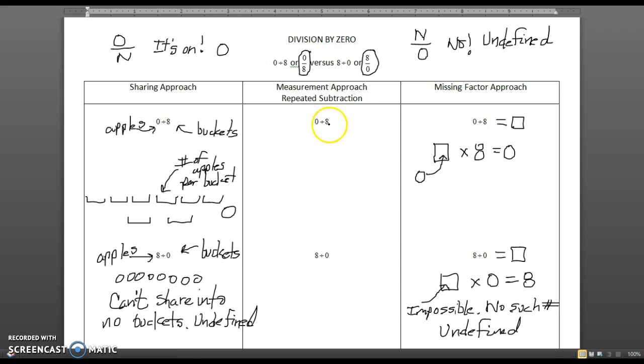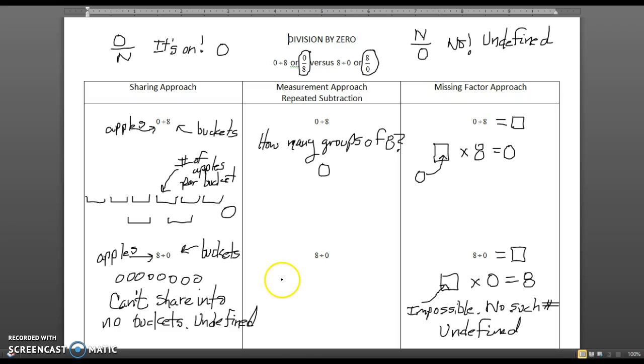All right, so one more time here. So we're going to do measurement approach, repeated subtraction. So I'm going to look at it as, hey, I've got 0 objects. I'm making groups of 8. So how many groups of 8 can I make? And there is an answer to this question. I have 0 objects. How many groups of 8 can I make? I can't make any. So I do have an answer of 0.